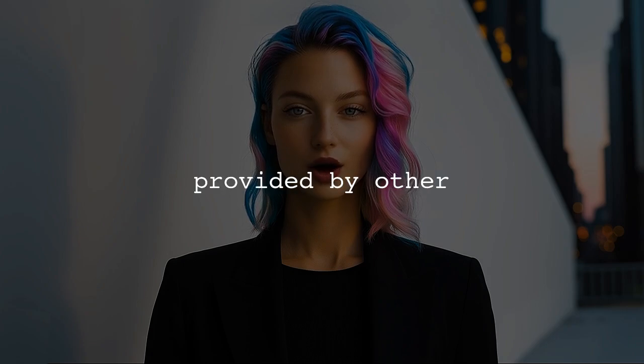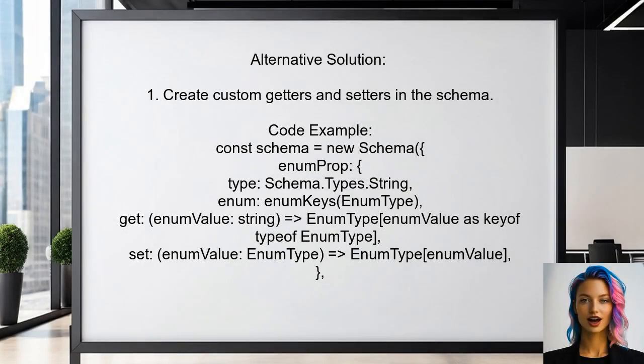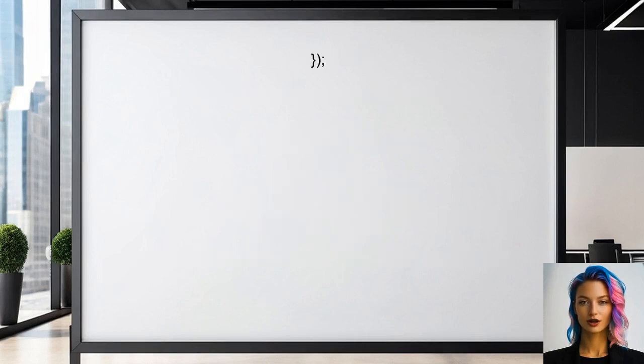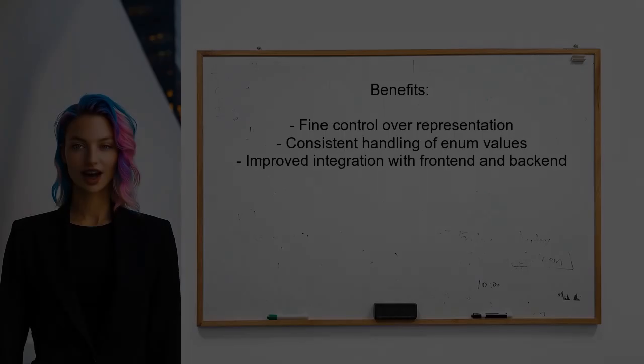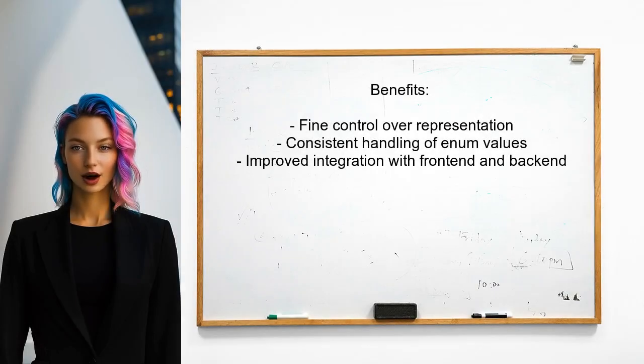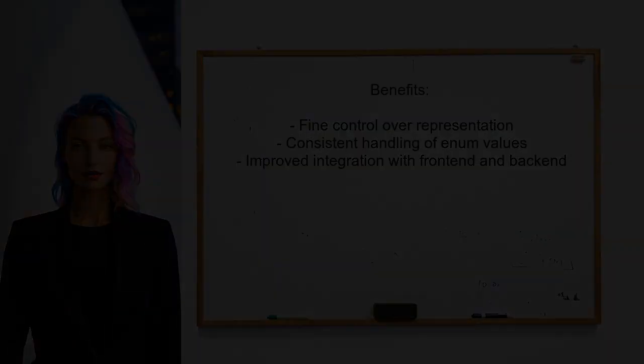Now let's look at the answers provided by other users. An alternative approach suggested by a user involves creating custom getters and setters in your Mongoose schema. This allows you to directly use enum values during schema creation. Additionally, remember to enable the getter functionality explicitly by setting the schema options for toJSON and toObject. This method gives you fine control over how the enum property is represented in the database, backend, and frontend.